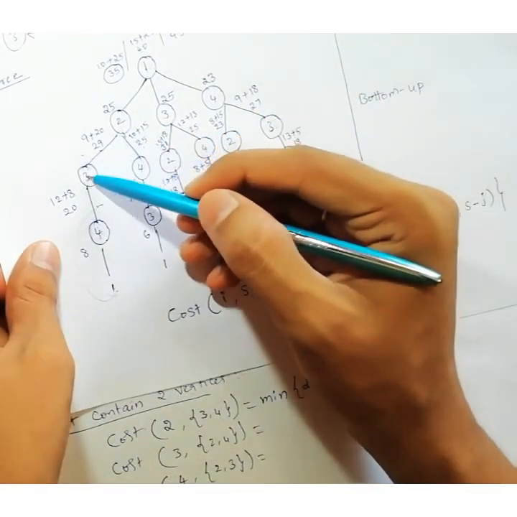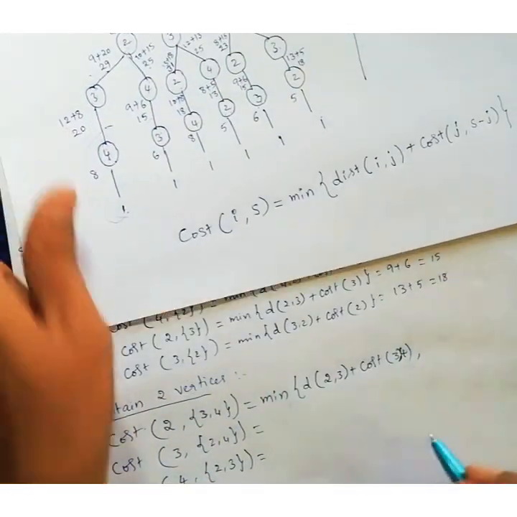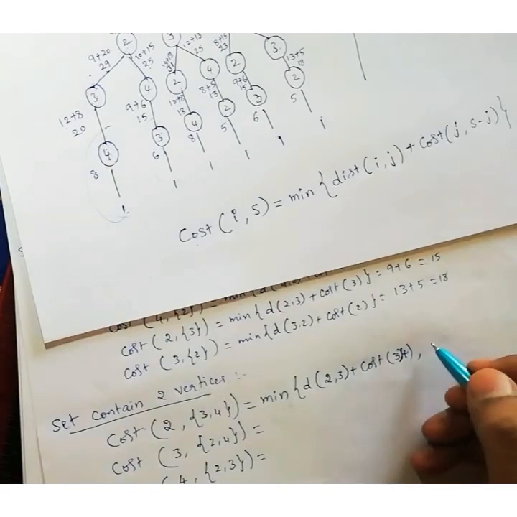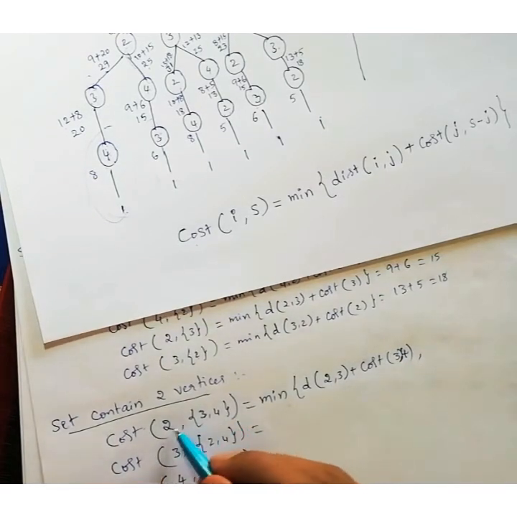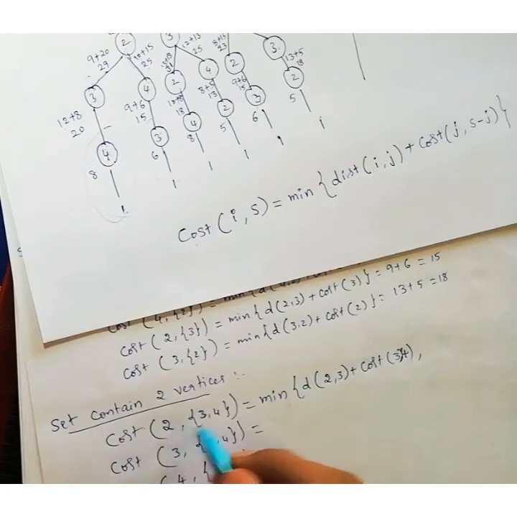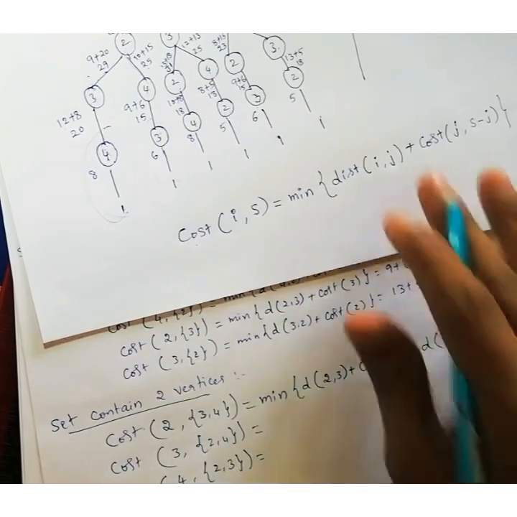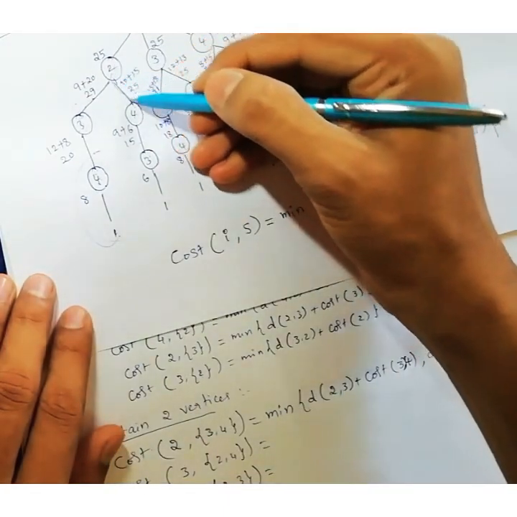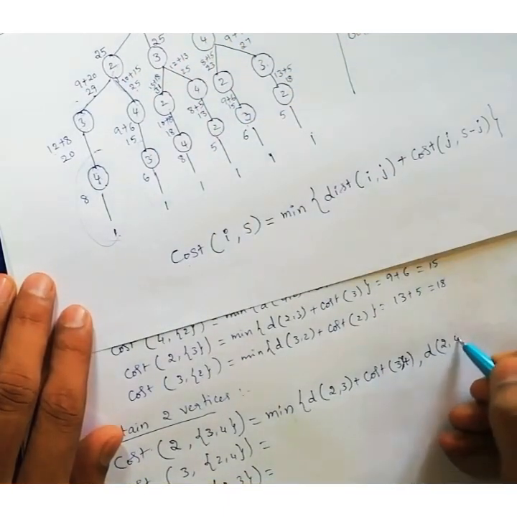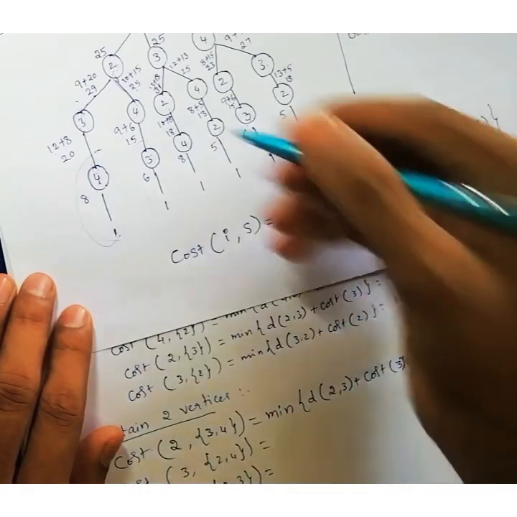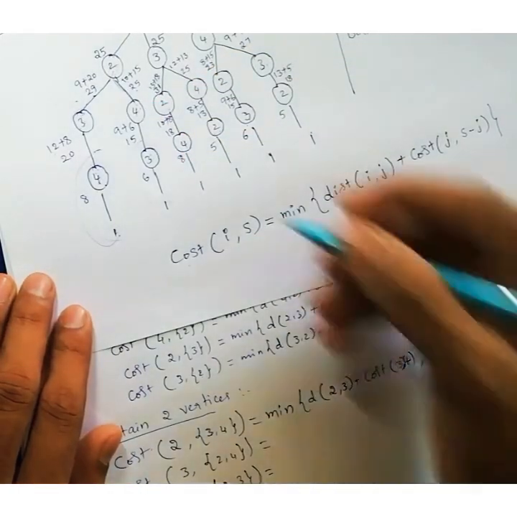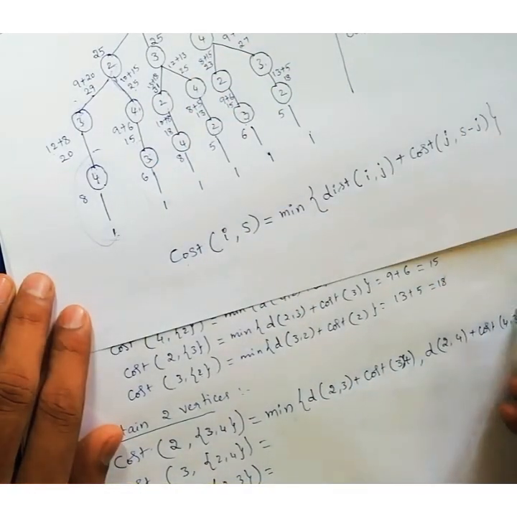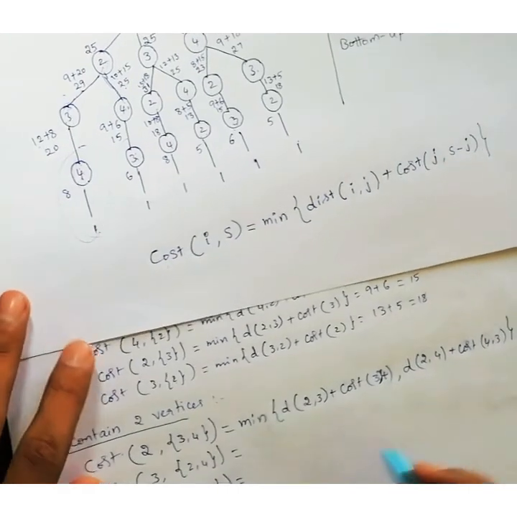Cost of 3 to 4, comma, next one more we are having from 2 to 4. 2 to 3 is over. Now I have to find from 2 to 4. That is distance from, see here, 2 to 3 we've written here. Next 2 to 4 also we have to write. 2 to 4 plus cost of 4 from 3. That's it. So which one is the minimum here?